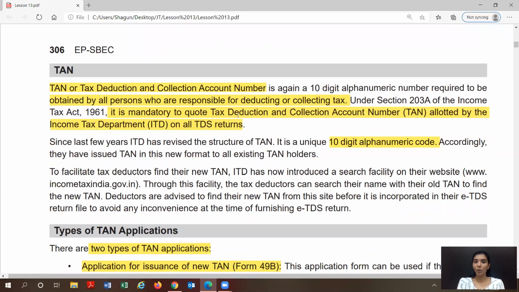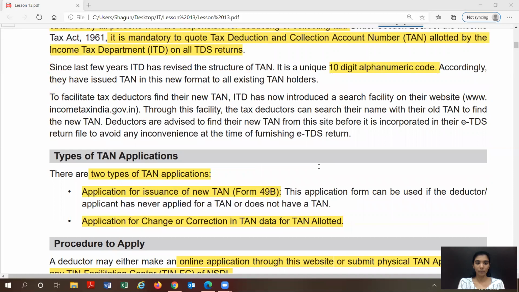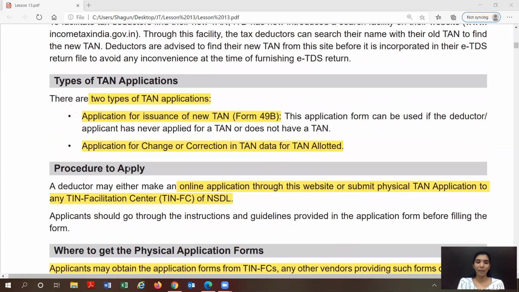It is mandatory to code the tax deduction and collection account number, that is the TAN number allotted by the IT department, on all the TDS returns. As mentioned earlier, it is a 10-digit alphanumeric code. Again, in TAN application also, either you can make an application for fresh issue of TAN in form 49B, or you can make an application for change or correction in data of TAN.